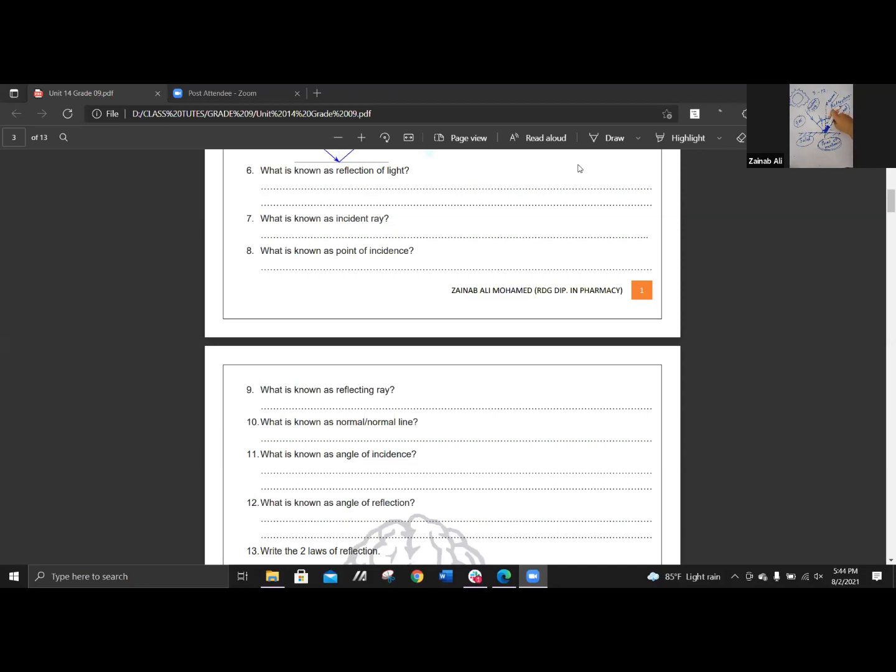I won't be doing Tamil medium classes, only English medium. I don't know how to explain in Tamil, so it will be only English medium classes.